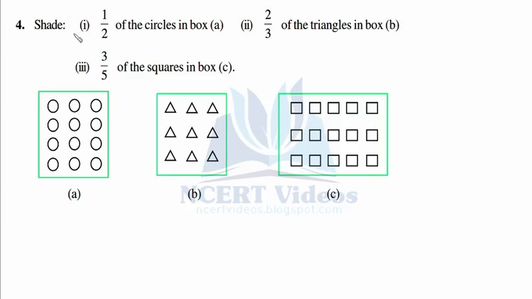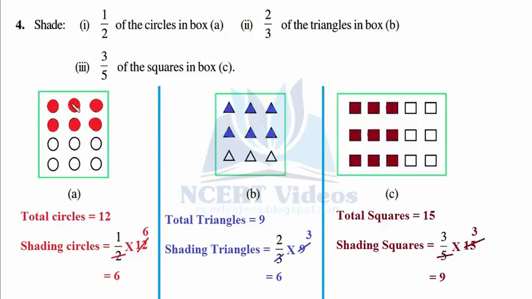4th, shade first half of the circles in box A, and then 2 by 3 of the triangles in box B, and 3 by 5 of the squares in box C. So what you have to do here is first find how many circles you have to shade in figure A. So this can be calculated.